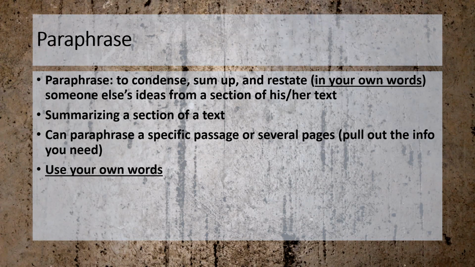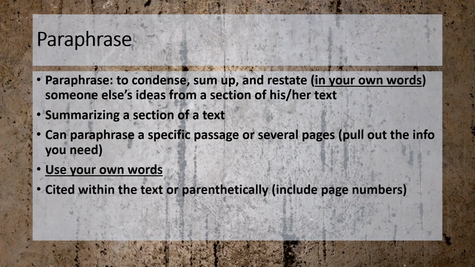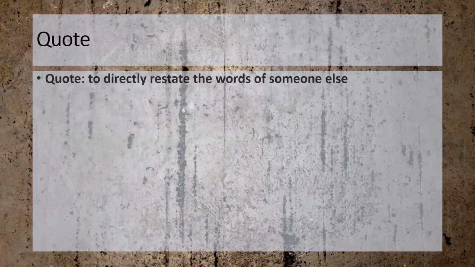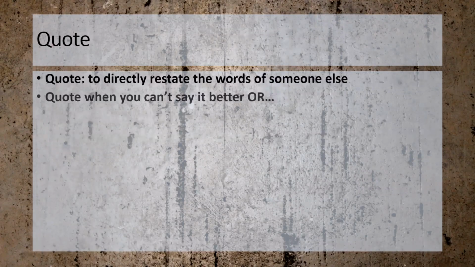Do not simply replace words with synonyms. That is still plagiarism. Cite within the text or parenthetically, and include page numbers, or for an online text, include paragraph numbers. That way, as a reader, if I wanted to find where you pulled that material, I could find that source, open it up, and go to that section. And again, it also appears in your works cited, your bibliography, etc. And then quoting, to directly restate the words of someone else.